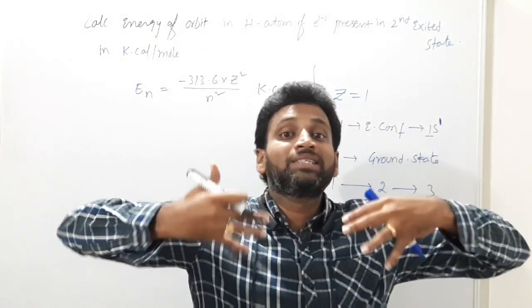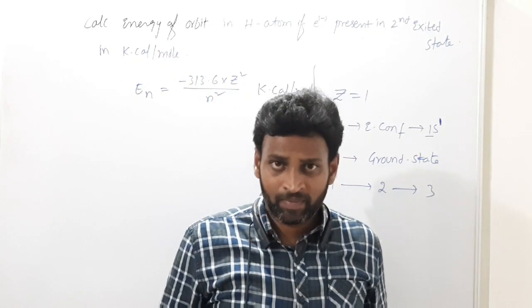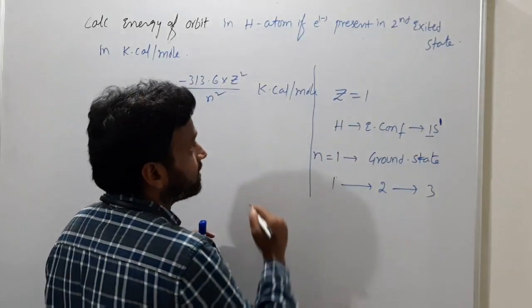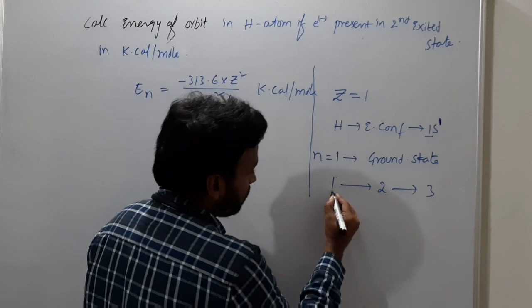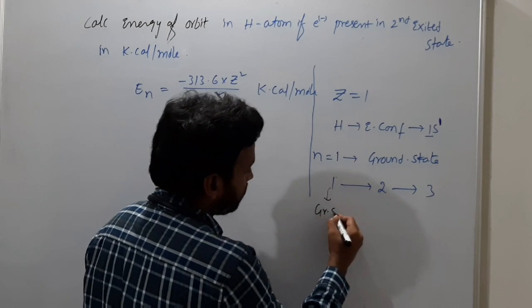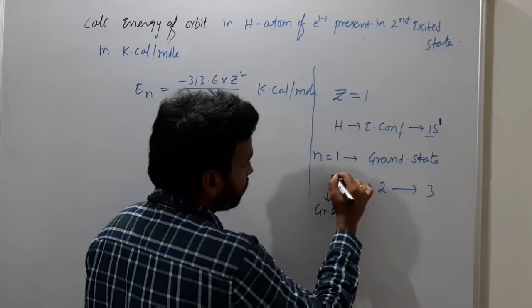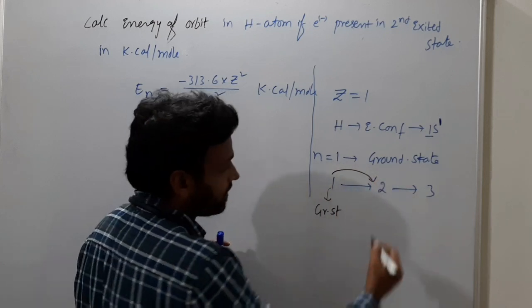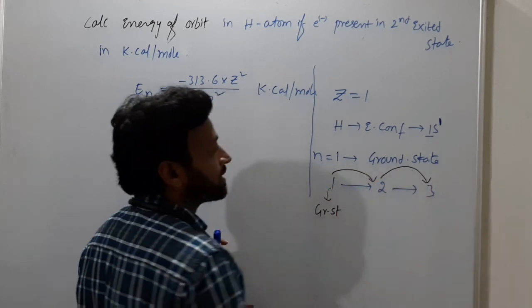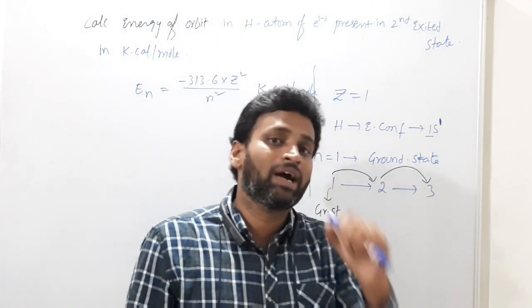Excited means my energy levels will increase, correct? So here also they said second excited state. So 1 is the ground state. So 1 to 2 is the first excited state and 2 to 3 is the second excited state. Like that we have to consider.